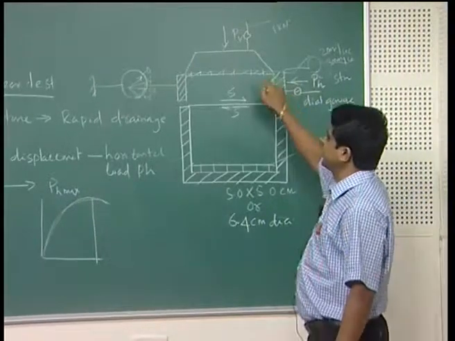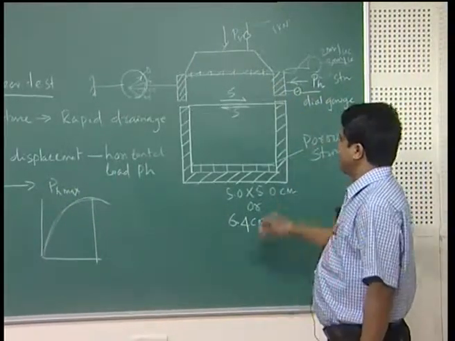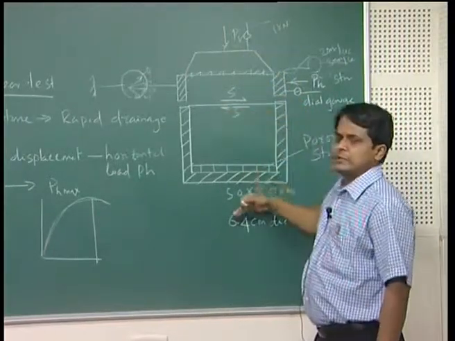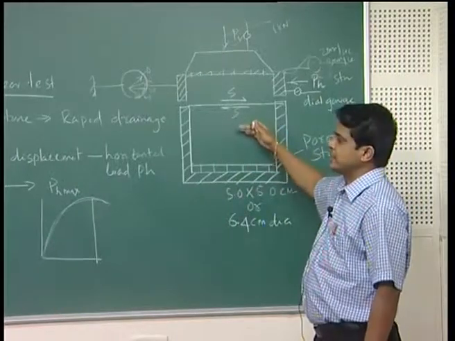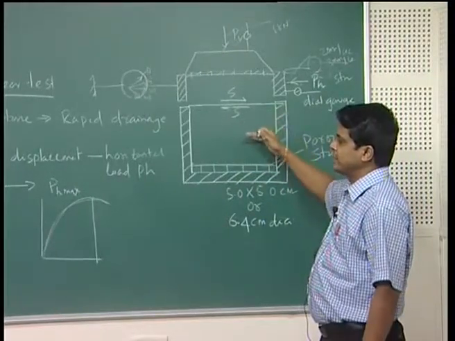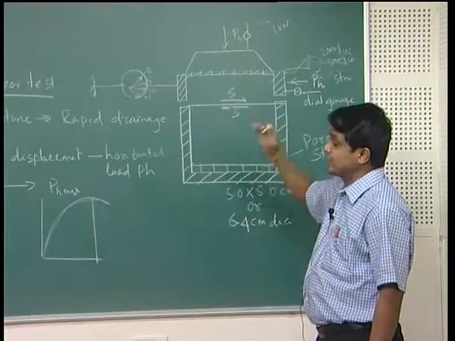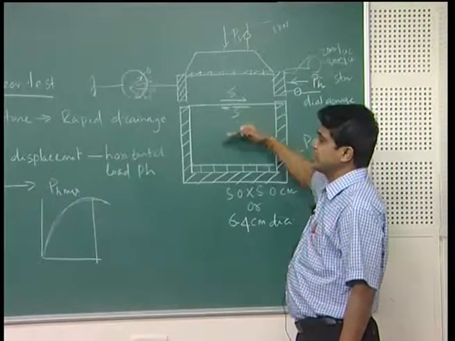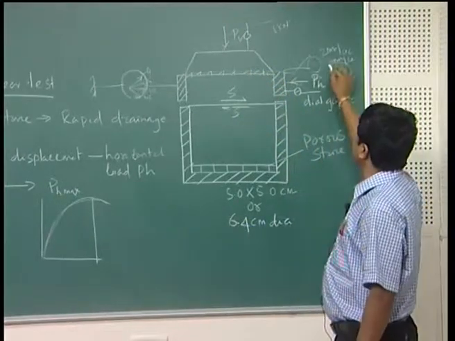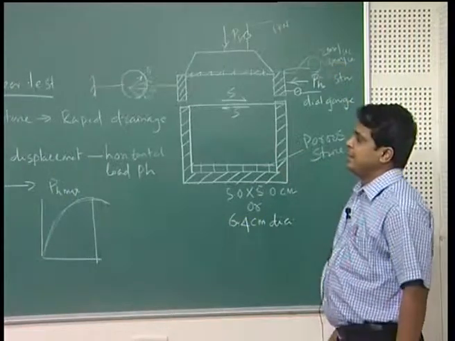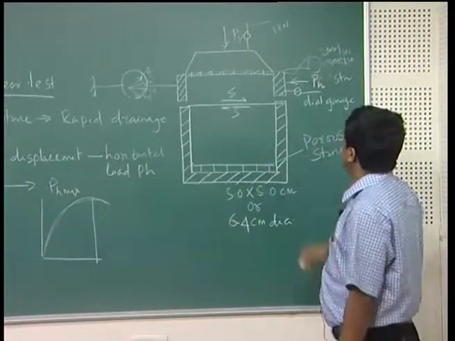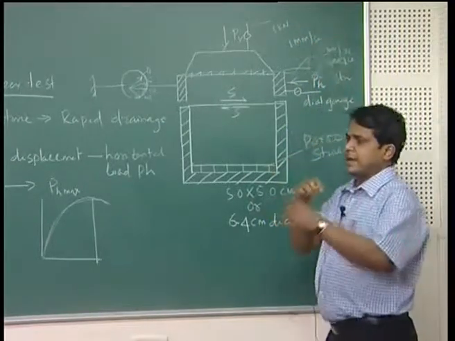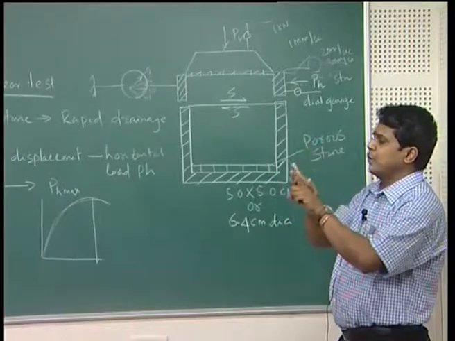Because there are porous stones, the moment you apply the normal load, the consolidation process starts. After this consolidation is over, what will happen? The rate of displacement you apply is a very slow rate. Slow rate means, suppose, say 1 mm per second. That means in 1 second the displacement will be only 1 mm.